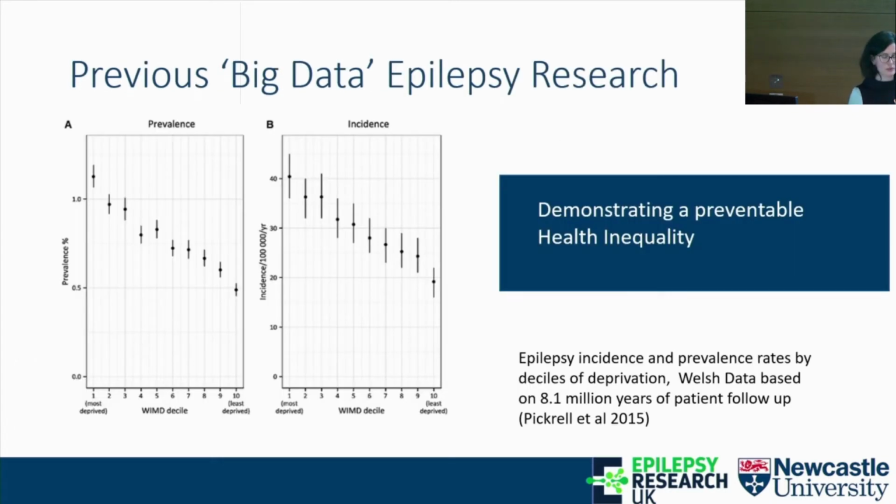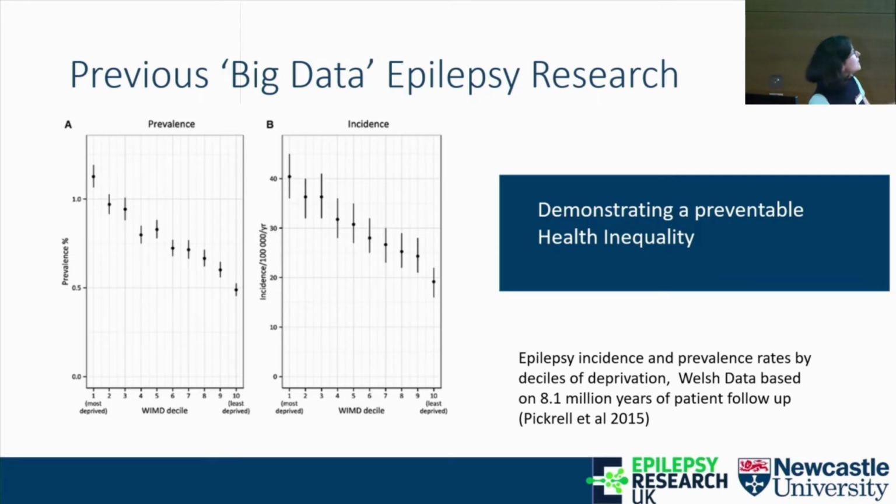So how does this all relate to epilepsy? Well, this is a previous piece of what we call big data epilepsy research. This is some work that was done by Owen Pickrell, who's a neurologist in Swansea. And what he looked at was how common epilepsy was according to the levels of deprivation where people lived.